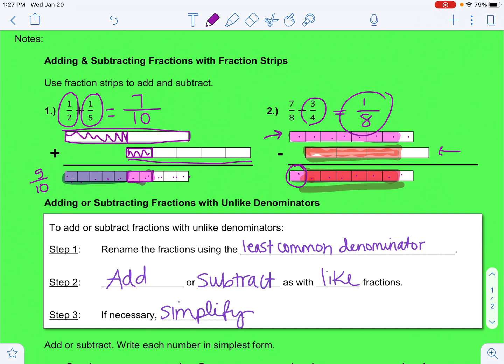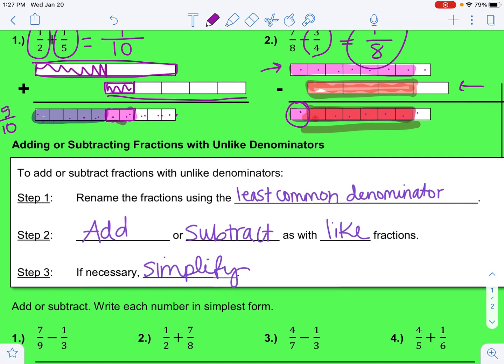Alright, so now let's look at how to do it without using fraction strips. So go ahead and fill out your notes. Adding and subtracting fractions with unlike denominators. Your first step, we need to rename the fractions using the least common denominator. So this is like when we order and compare fractions. We can't do it unless we have common denominators.